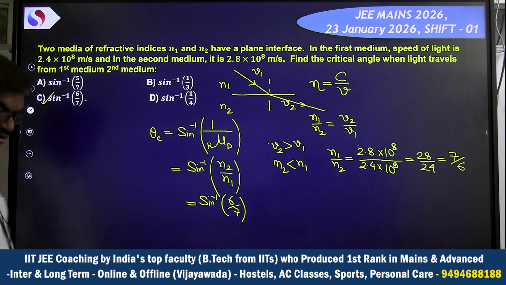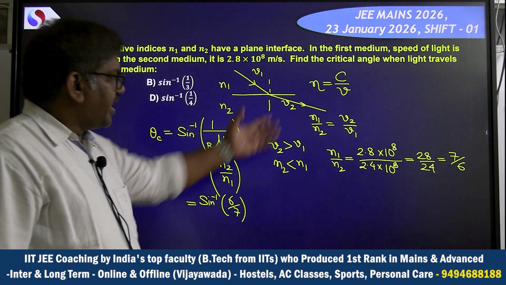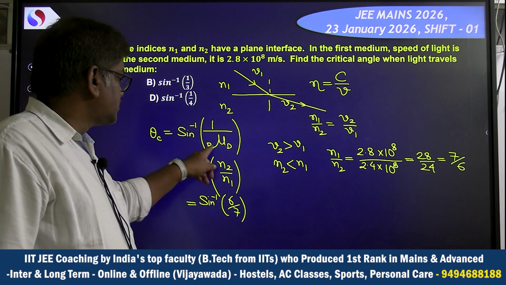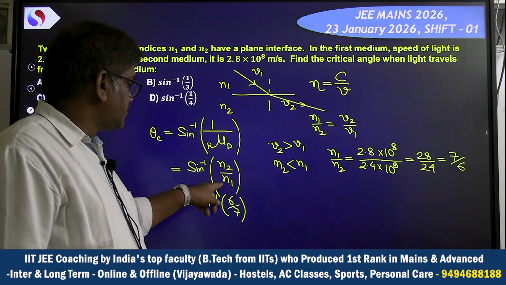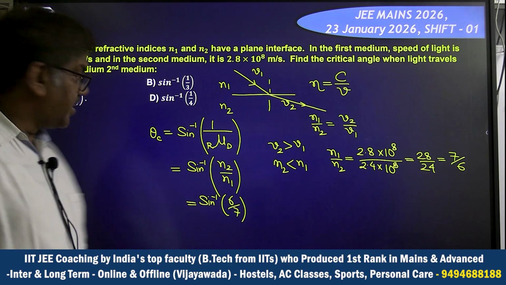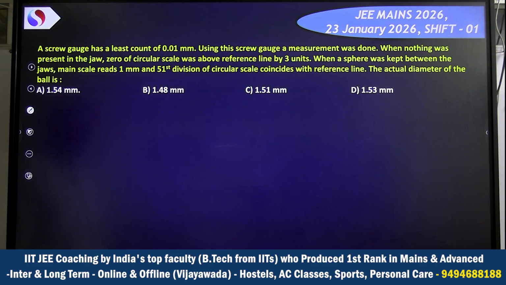I am going with the option C. So there is no need of ray diagram. You just calculate the value. But yes, while writing down this critical angle, just decide which is the denser medium and which is the rarer medium. Move to the next one. So very easy question this is.